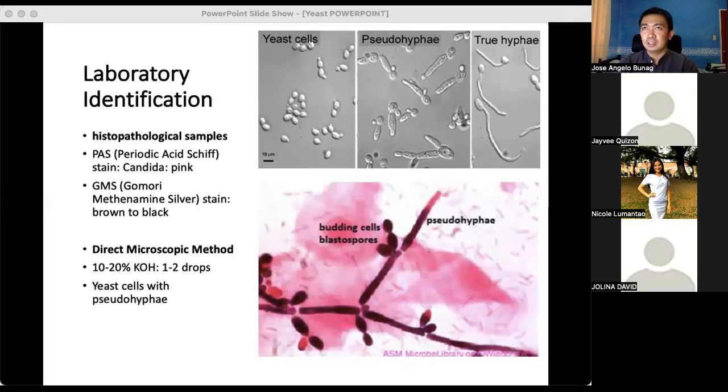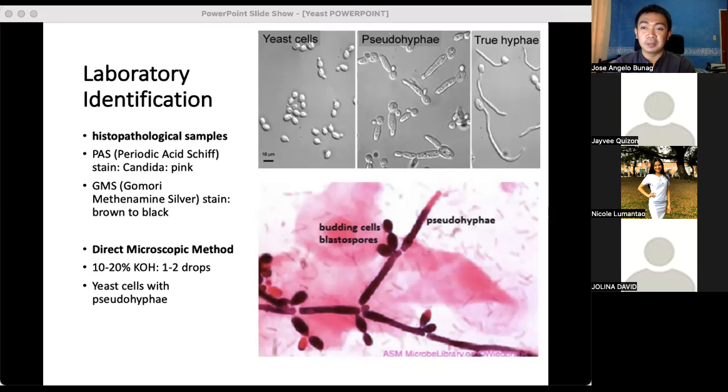actually, the technique we use for this is direct microscopic examination. So for histopathologic slide and special stain, we use periodic acid Schiff. We could also use 10% to 20% KOH or 10% KOH with calcofluor white. You can also use that. And these are preferred, the 10% KOH with or without calcofluor white, for specimens such as your skin and also your nail scrapings.